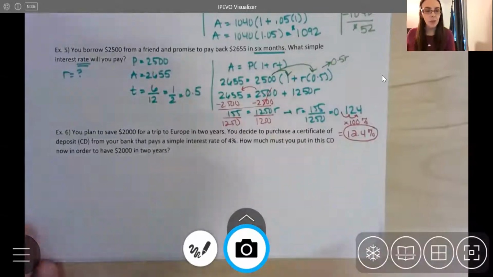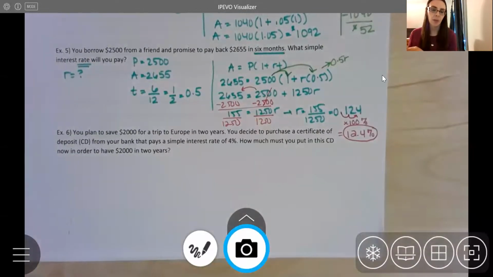All right, let's do one last example here. You plan to save $2,000 for a trip to Europe in 2 years. You decide to purchase a certificate of deposit, which is also called a CD, from your bank that pays a simple interest rate of 4%. How much must you put in the CD now in order to have $2,000 in 2 years?